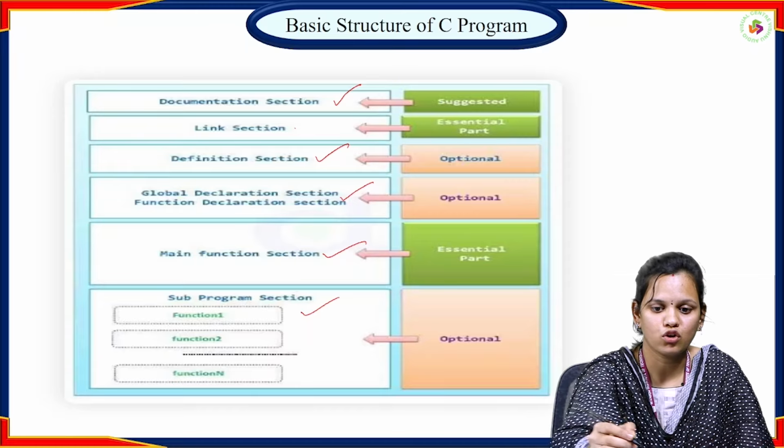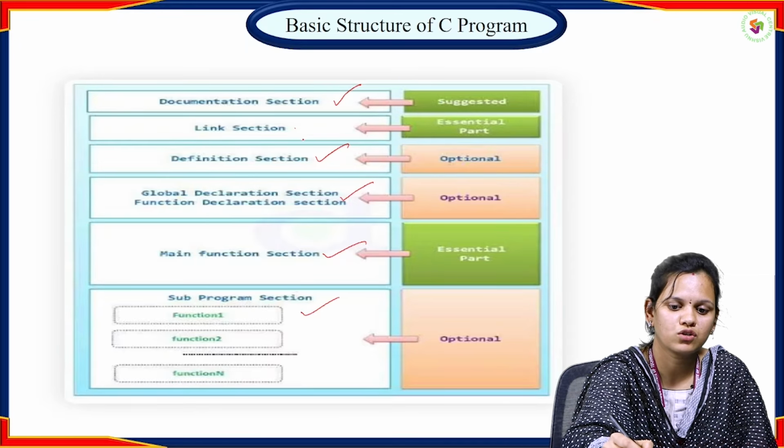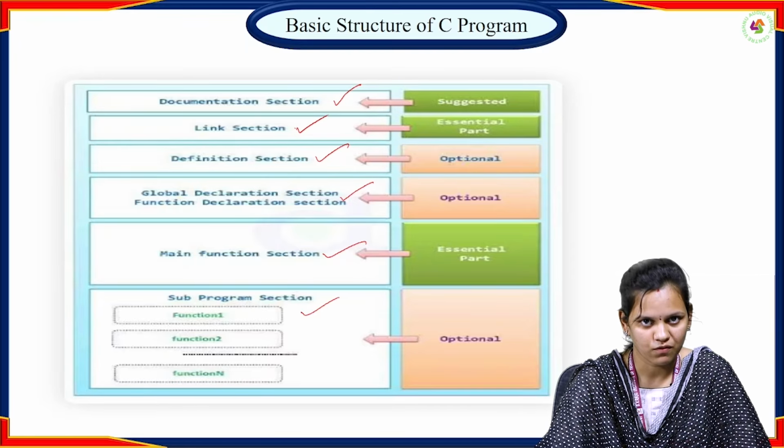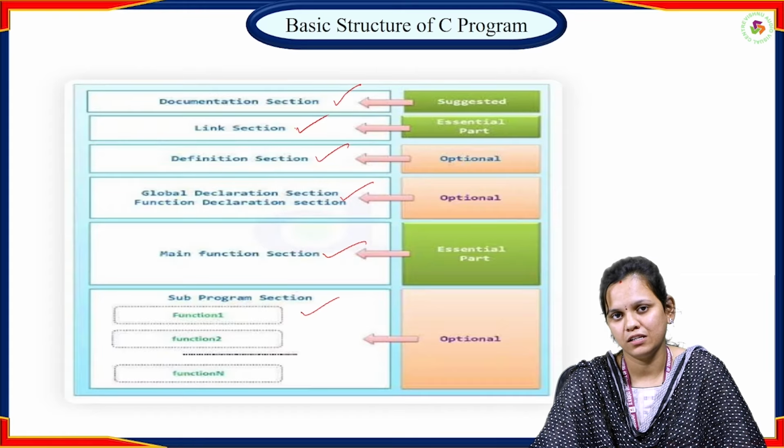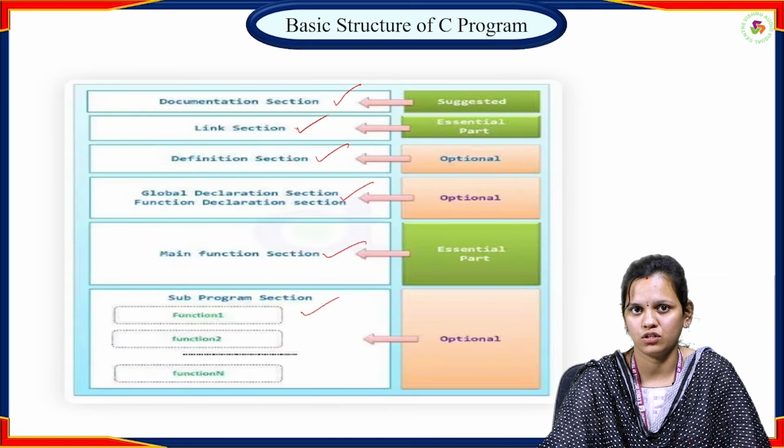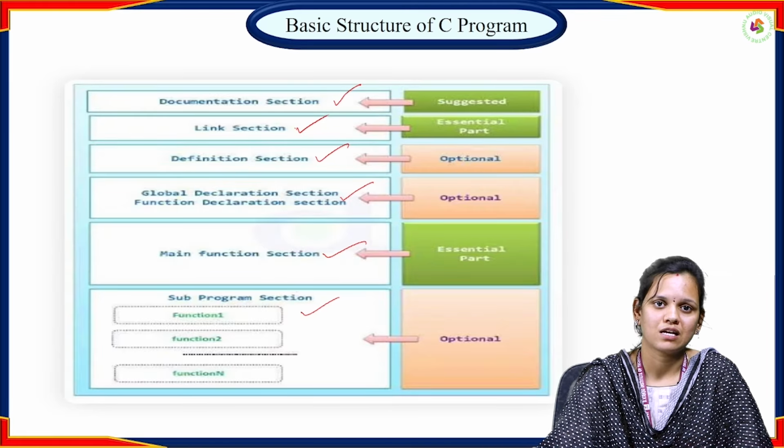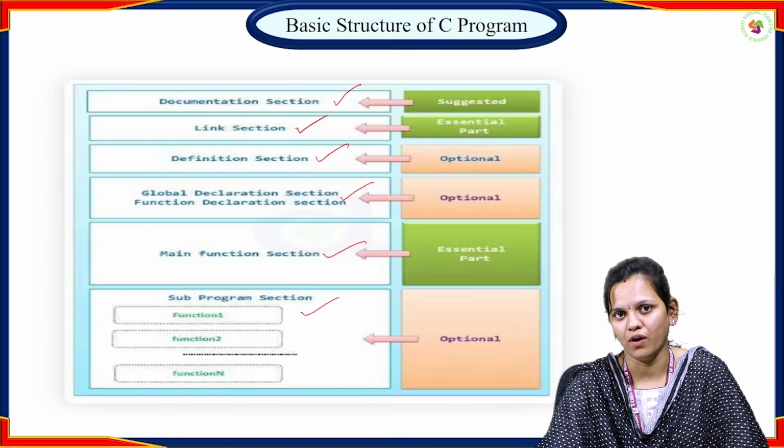The first section is the documentation section. The second section is the link section. The third one is the definition section. The fourth one is the global declaration section. The next section is the main section. And the other section is the subprogram or user defined section.